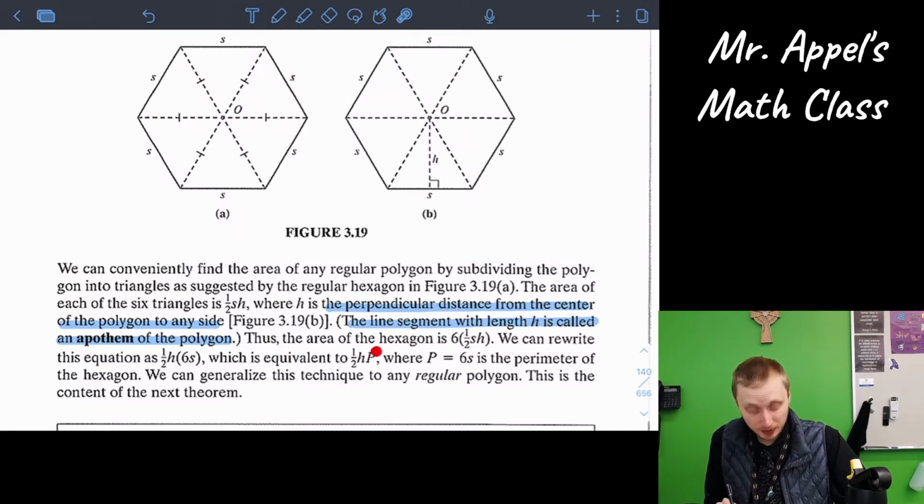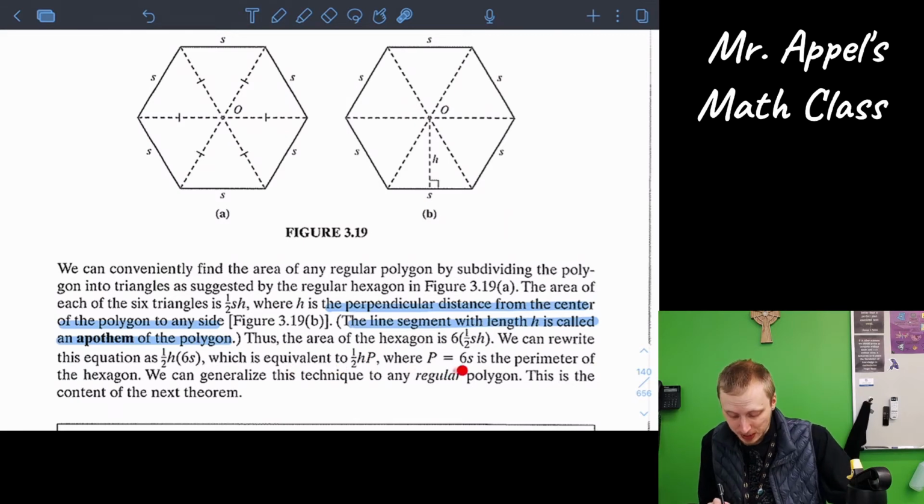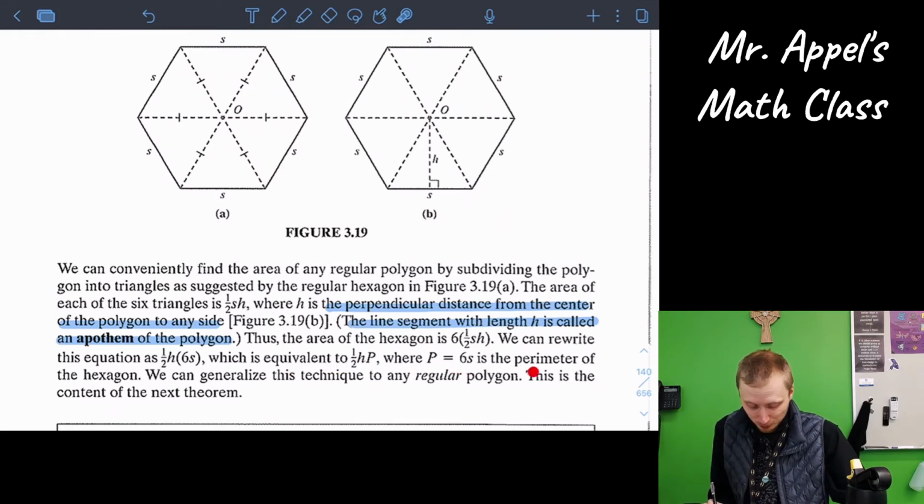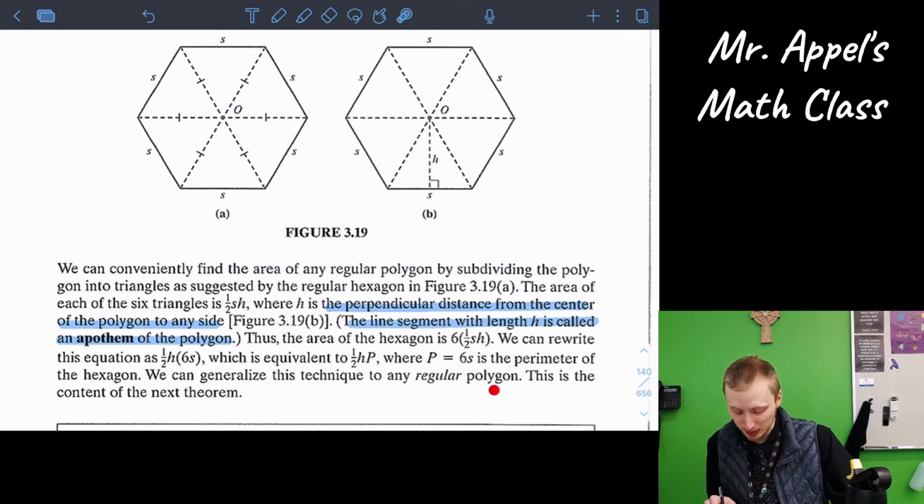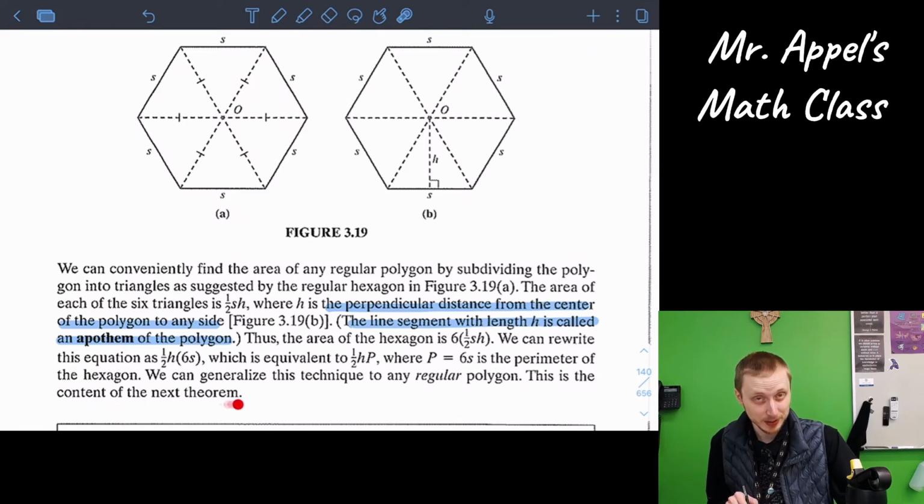Thus, the area of the hexagon is 6 times 1/2 s times h, because there were 6 total triangles, right? We can rewrite this equation as 1/2 h times 6s, which is equivalent to 1/2 h times p, where p equals 6s. That's the perimeter of the hexagon. We can generalize this technique to any regular polygon. This is the content of the next theorem.